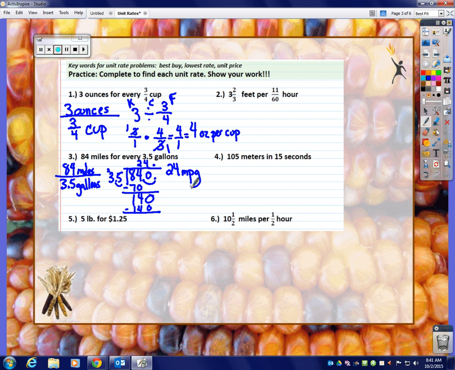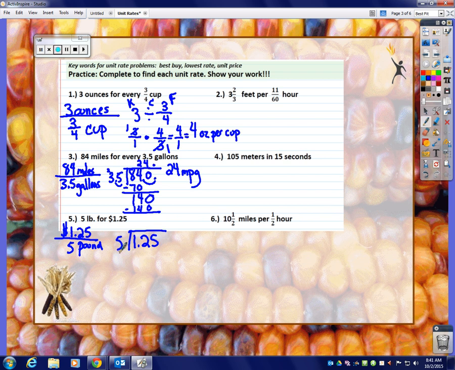Okay, the last one I'm going to do with you is number 5. And I want to get a unit price here. So I want to do money on top divided by the amount of pounds. So the unit price always has money on top and the item on bottom. So remember, when you're doing a unit rate or a unit price, you want the denominator to be 1. Right now it's not 1, so we're either going to have to top in, bottom out, or we divide both the numerator and the denominator by 5. So let's do this. Top in, bottom out.